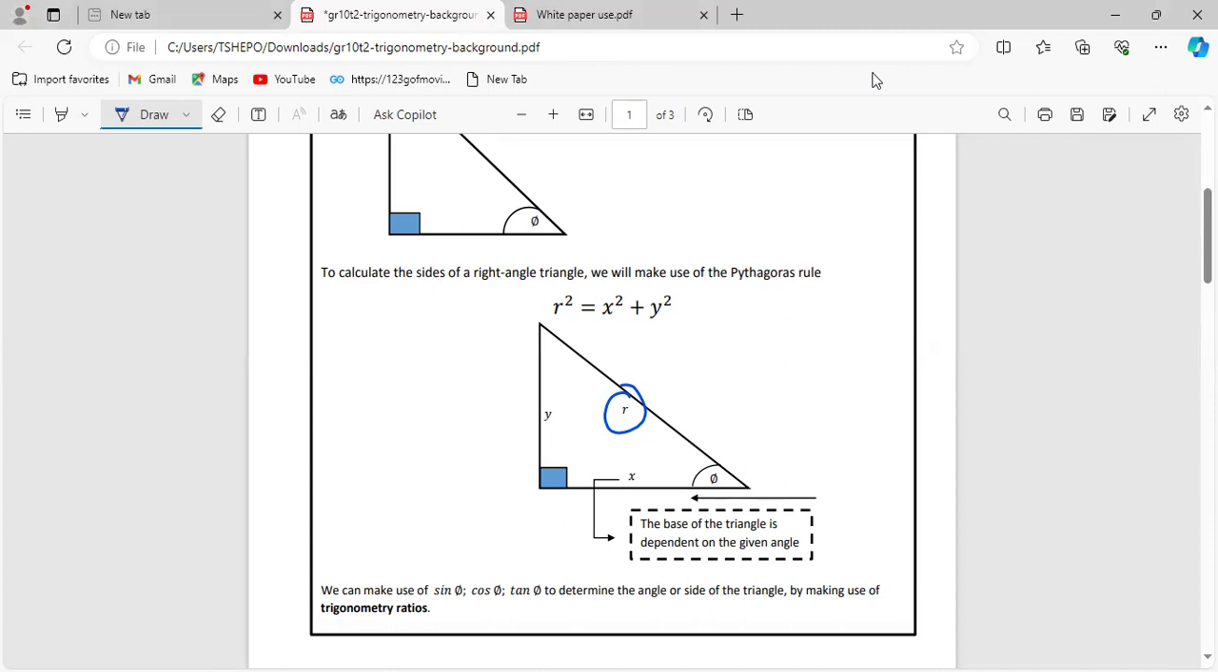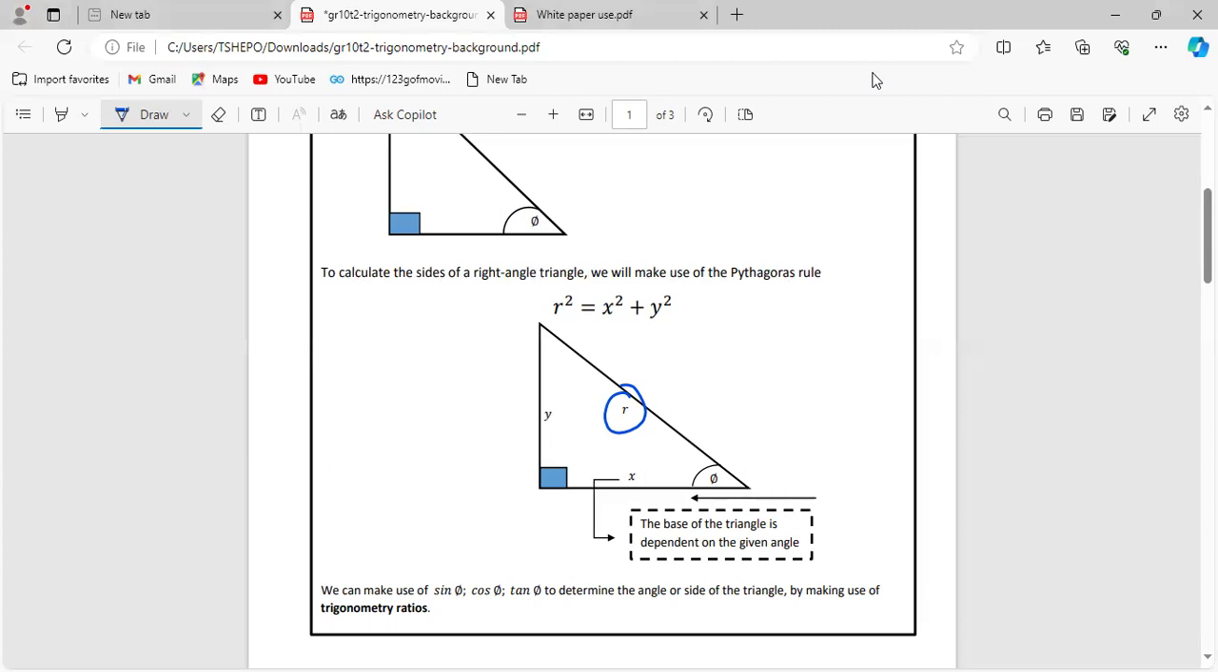Now, when you have a look at this side and this side, here we have Y, which is from there to there. And then here we have X, which is from there to there. Now, these two sides are actually adjacent to 90 degrees. Now, using the theorem of Pythagoras, we know that y squared plus x squared will yield r squared. That's what we know.